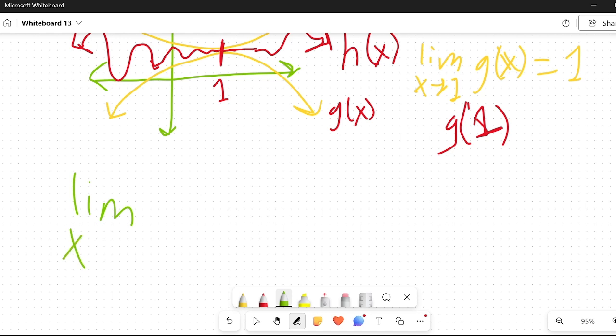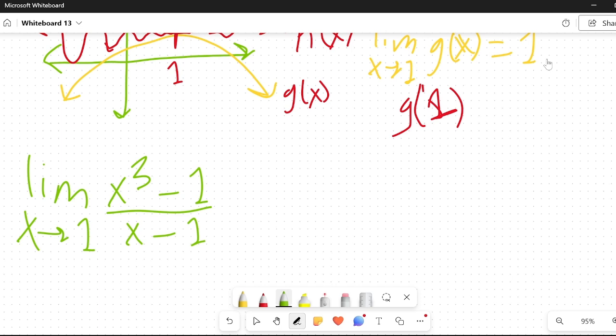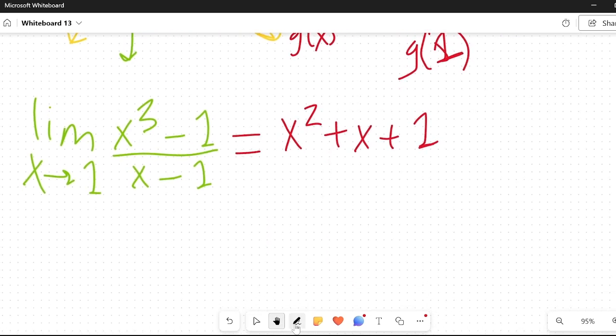Limit as x approaches 1 of (x cubed minus 1) over (x minus 1). If we look at this, we know that we can divide out x minus 1 from x cubed minus 1. So this will be equal to x squared plus x plus 1. We already know that.